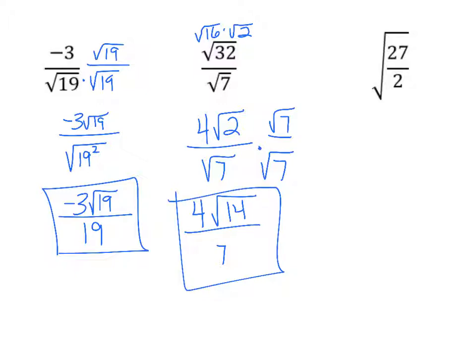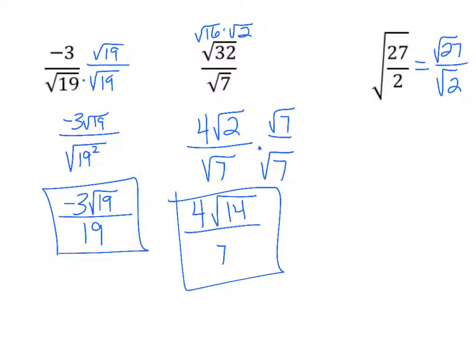Okay, let's try one more time. On this one, I wanted to show you what happens. You can kind of see that the fraction is all underneath the radical. Well, this is no different than seeing it as a square root of 27 over a square root of 2. You're just taking the square root of both of those. You can write that either way, and you're going to see both ways on your homework.